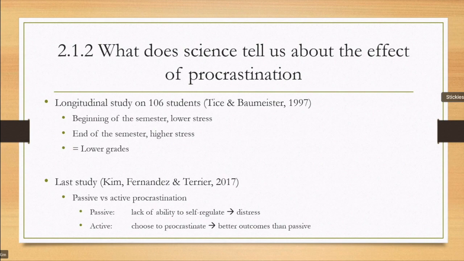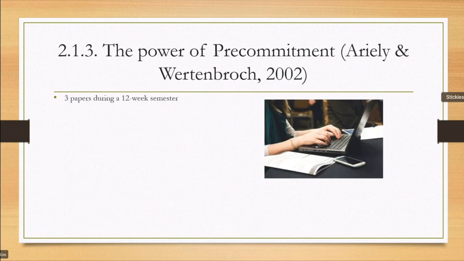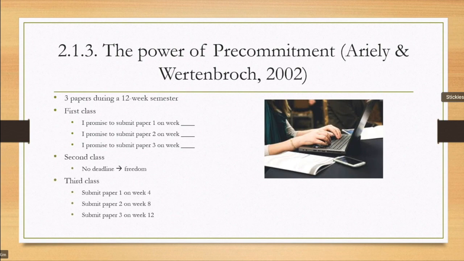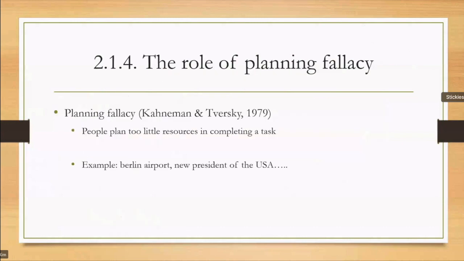And active is, of course, you choose to procrastinate to a specific point, but then you have a plan on how to do it. In the end, it has better outcomes because you know exactly that you're doing it and why you're doing it. Power of pre-commitment, basically, that's what we've had before. Pre-committing and setting that is very helpful in the long term and will ultimately lead to better results.